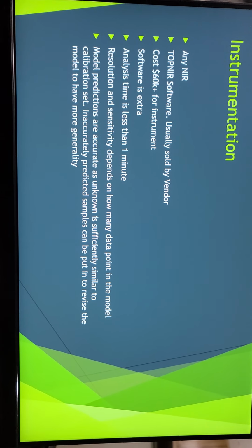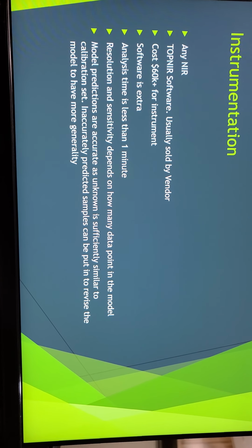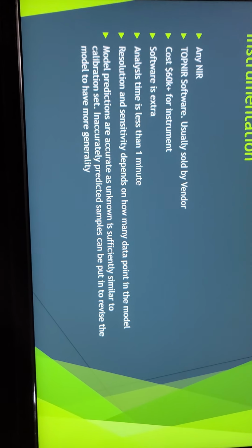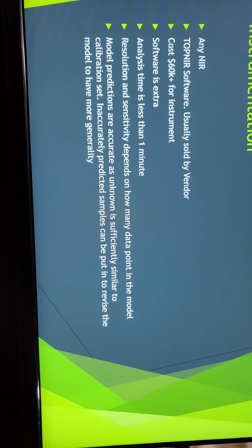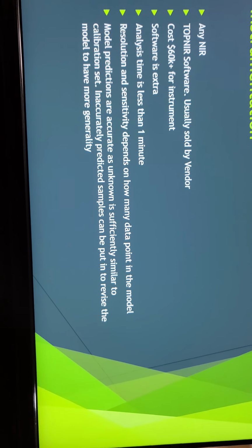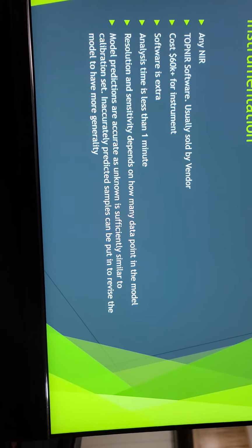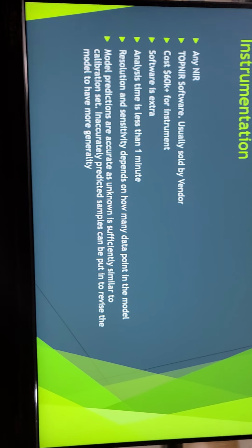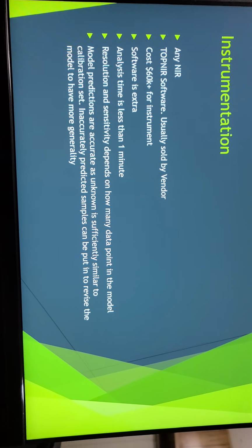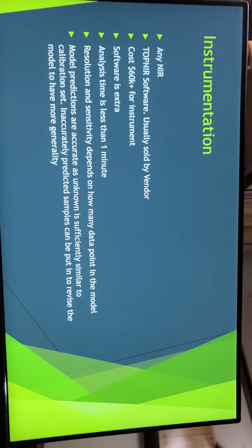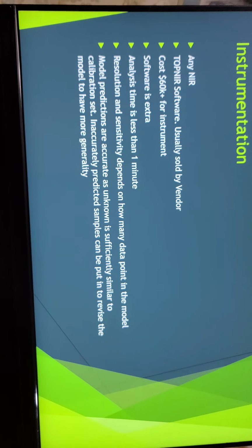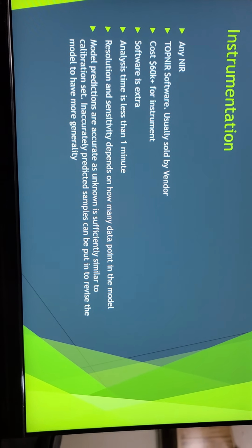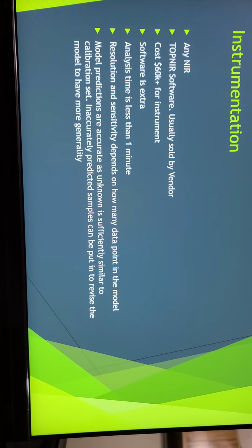The analysis time to run, from what I found, top NIR is less than a minute. Other NIR instruments run anywhere from 3 to 5 minutes, but what I found is they usually take about a minute. Your resolution and your sensitivity depend on how many data points are in the model. So if you want more resolution, you need more data points. The model predictions are accurate as long as the unknown is sufficiently similar to your calibration set. And then inaccurately predicted samples can be put in to revise the model, as I said earlier, to have more generality.